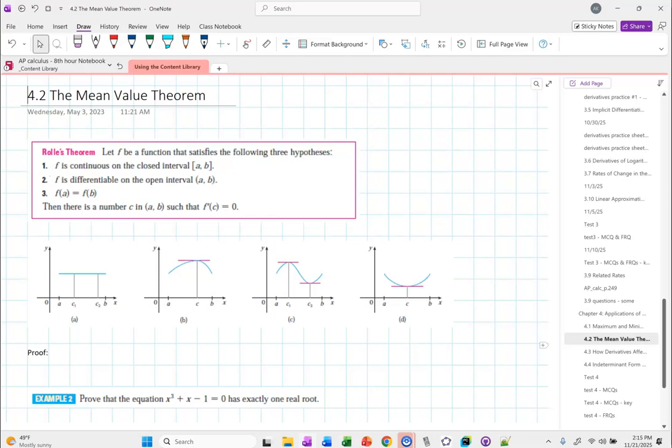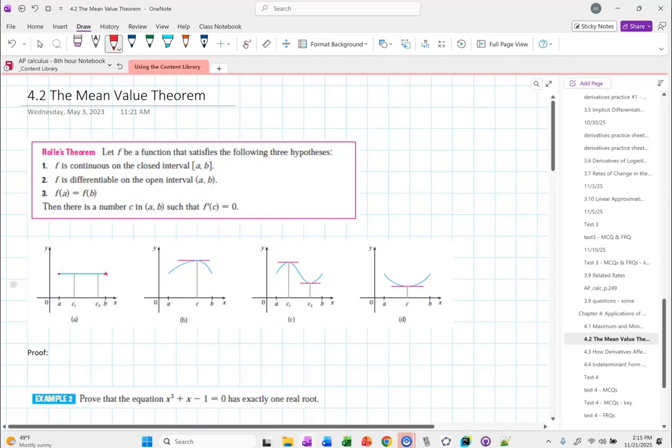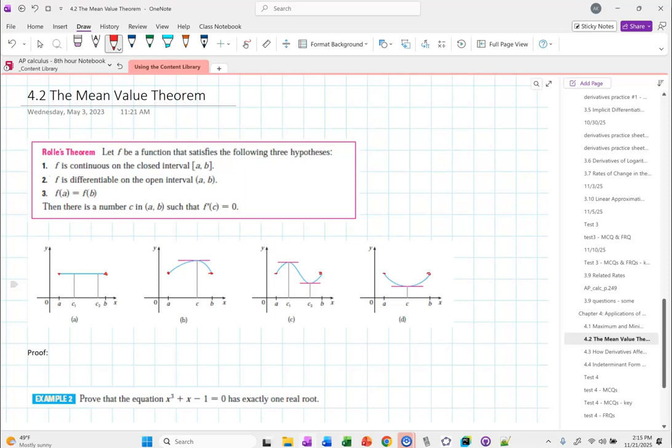And this is an example of, here's my A and B. If I try to connect this, no matter how I connect it, there's at least one place where the derivative is equal to 0, right? Because I can't draw a corner, because I have to be differentiable. I can't do a vertical tangent or something, because it has to be differentiable. I can't pick up my pencil because it has to be continuous.